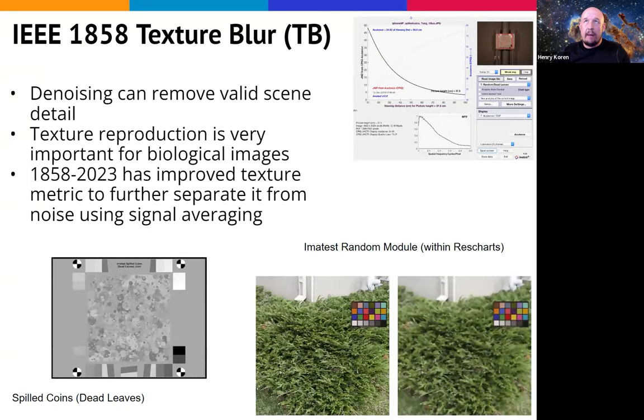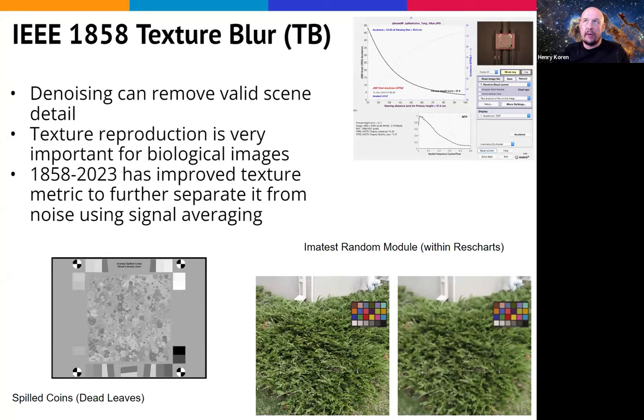So there's a texture blur metric, which is based off of the IEEE 1858. This is a resolution measurement where you're trying to see how this low contrast, high frequency texture in your image is preserved. This is especially important for images of foliage or biological images, or skin, which has texture to it. You want to preserve that texture.